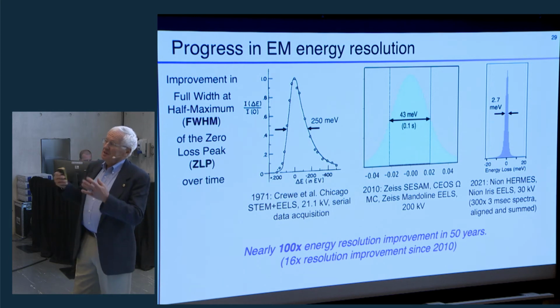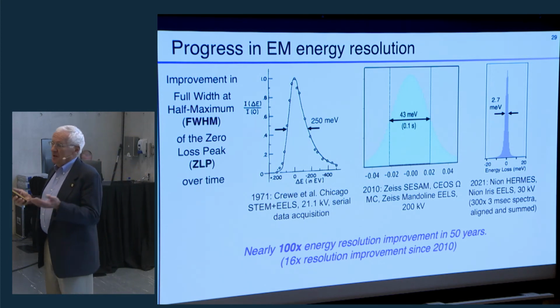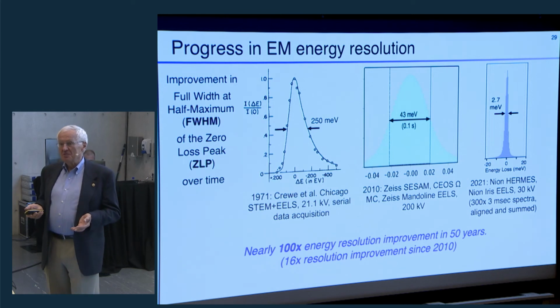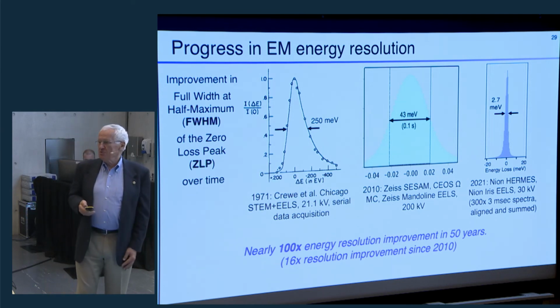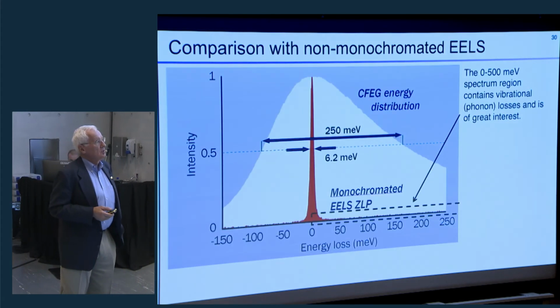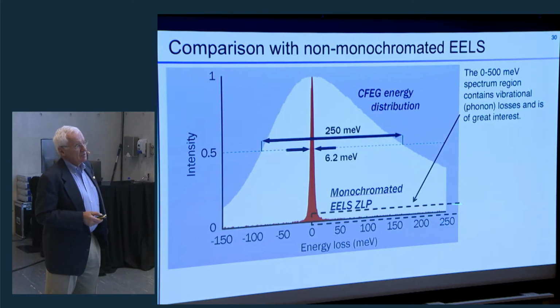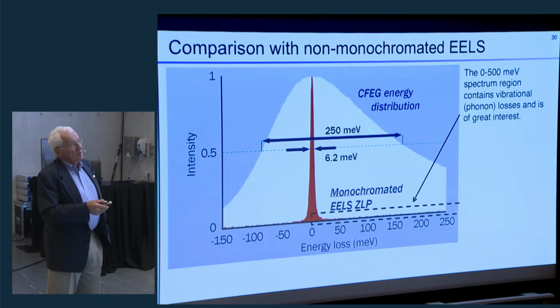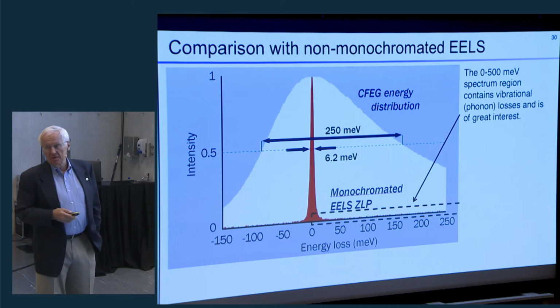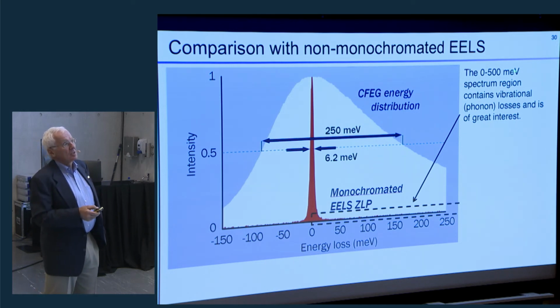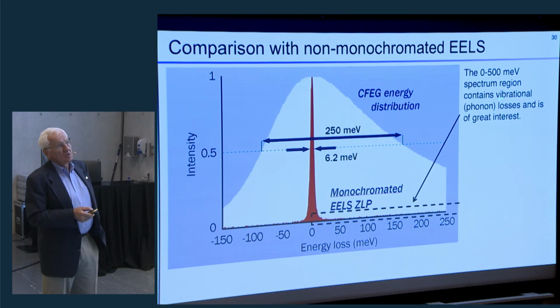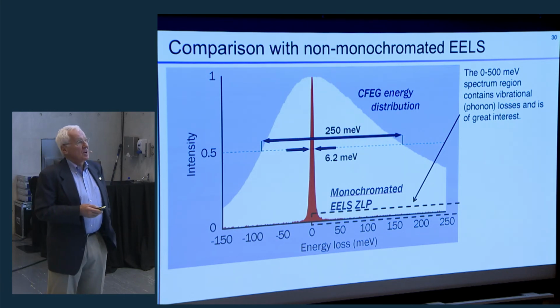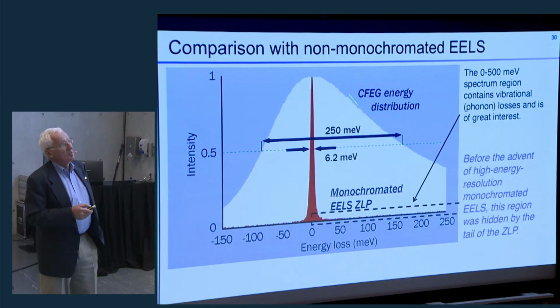So you would expect that a new world of possibilities would open up. With the imaging, we improved the resolution 5 times. With spectroscopy, energy resolution is improving 16 times. So let's have a look at what it gives. The most interesting region is going to be this energy region down here, where energy loss was previously hidden by the cold field emission electron gun. Well, the tail of the energy distribution completely hid them. So the 0 to 500 millielectron volts contains all kinds of vibrational spectroscopic signals and is of great interest. And this was hidden by the zero loss tail.